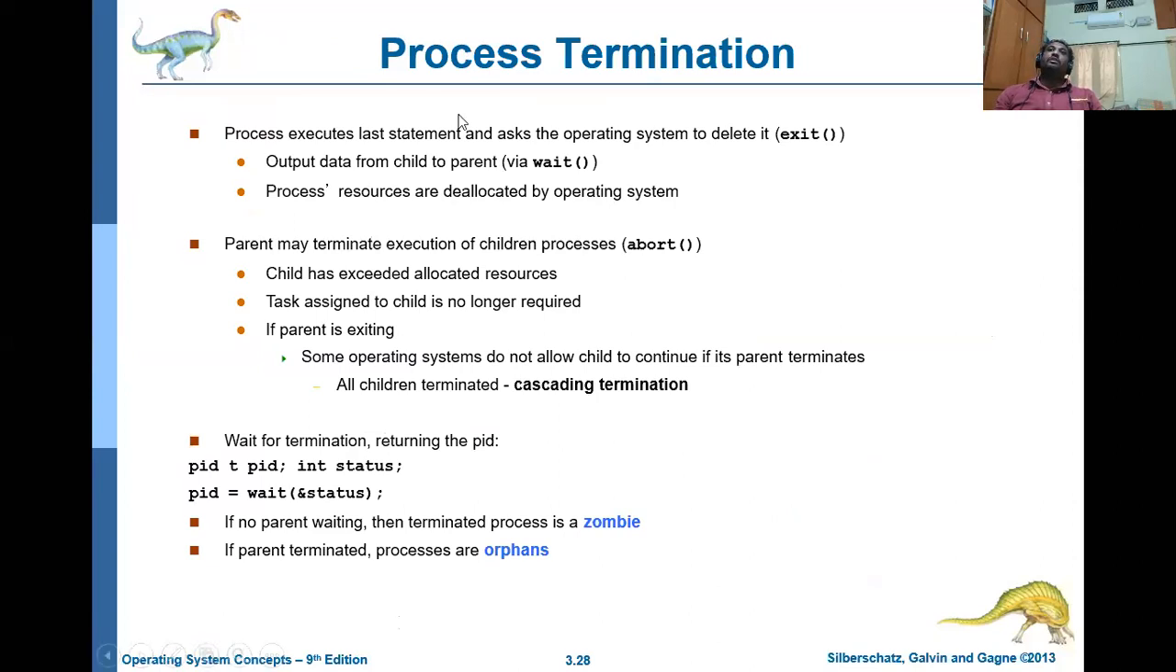Then we have one more thing called process termination. How does process termination occur for the child and parent? The process executes its last statement and asks the operating system to delete it. Normally, once the process is completed, we use the function exit. Exit is the function which is going to terminate the program. If a parent process has to wait for the child, then the function is wait. These are all the normal terms. Then process resources are deallocated by the operating system once it is terminated.